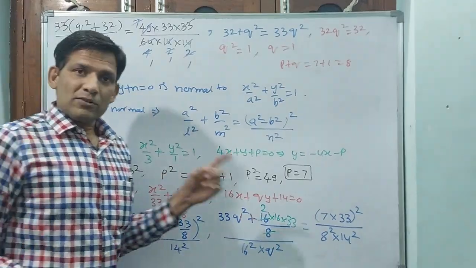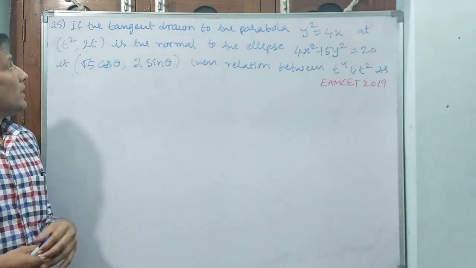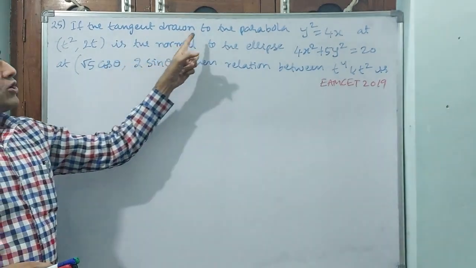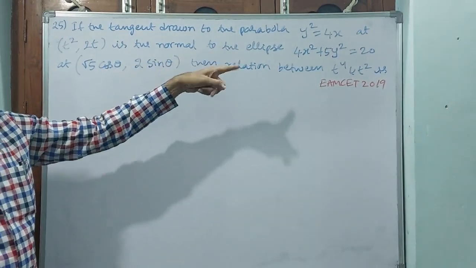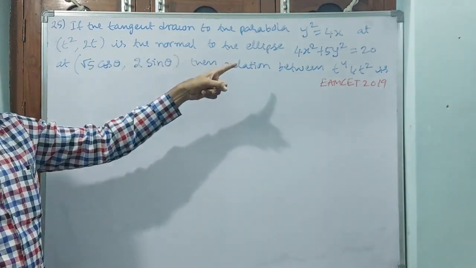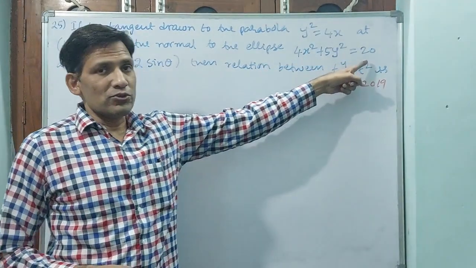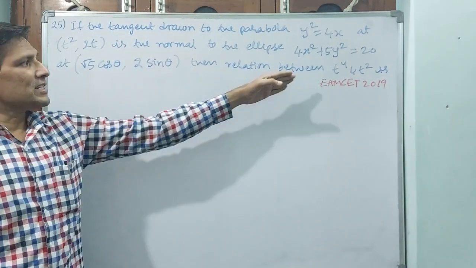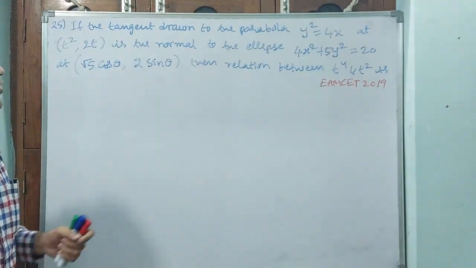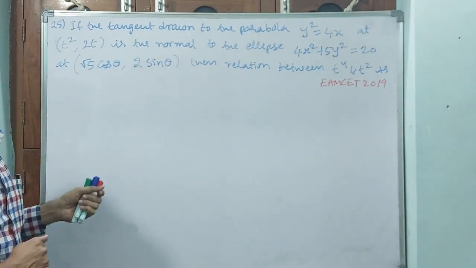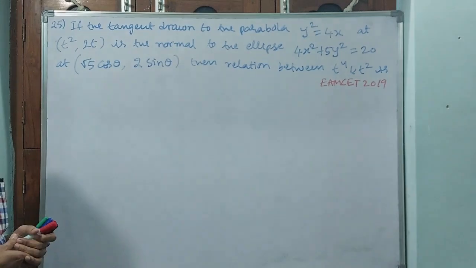Let us go for next. Okay. See question number 25. If the tangent drawn to the parabola y square is equal to 4x at t square, 2t is the normal to the ellipse 4x square plus 5y square is equal to 20 at root 5 cos theta, 2 sin theta, then the relation between t to the power of 4 and t square is how much, they are asking. See, t to the power of 4 and all it will come afterwards. First of all, let us understand this question.